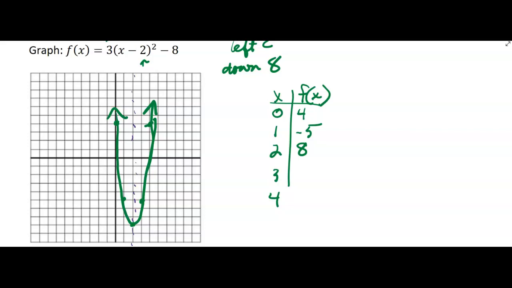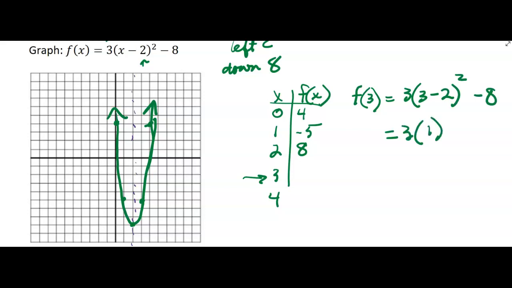And you can plug these in. Now, if you want to see it, I'll write this out. F of 3, putting in this number right here, is equal to 3 times 3 minus 2 squared minus 8. So that means you've got to do parentheses first. Then you have to do the exponent. So 1 squared is 1. And then you do the multiplication. And then the subtraction. That's where the negative 5 is coming from.